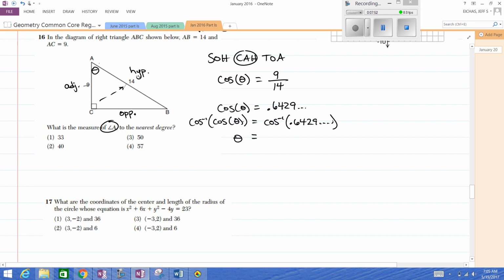Okay. Now we type in cosine inverse of this. Make sure you're in degree mode on your calculator, and it gets about 49.99. To the nearest degree, you're going to go 50.